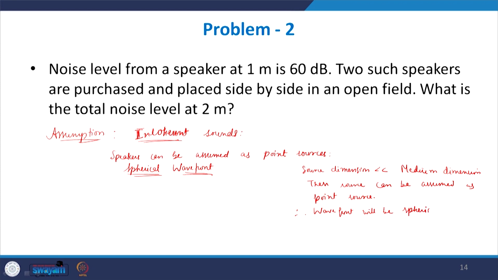So, these are the assumptions which we have to take whenever solving such problems. Now we have these two assumptions. Let us solve the problem. Okay, so these values are given to us.